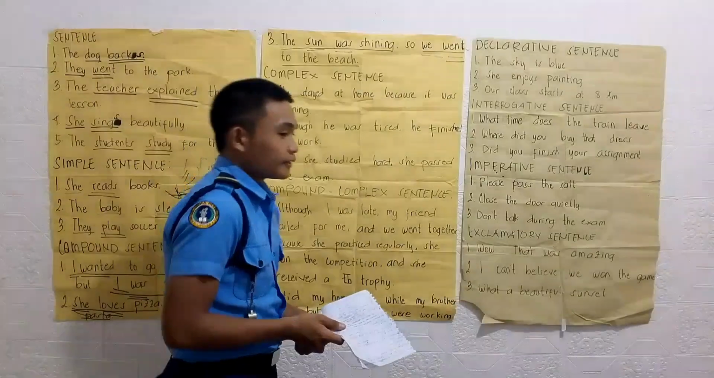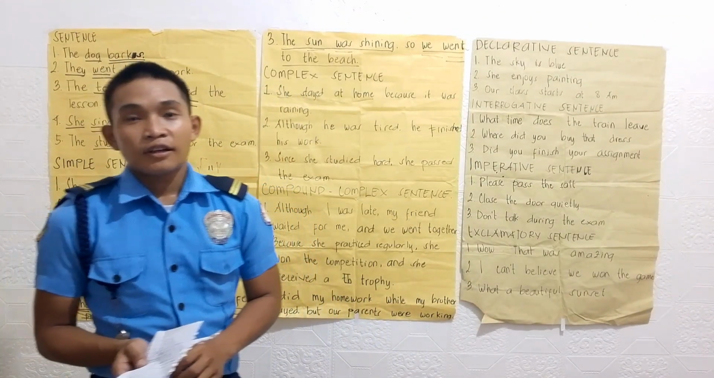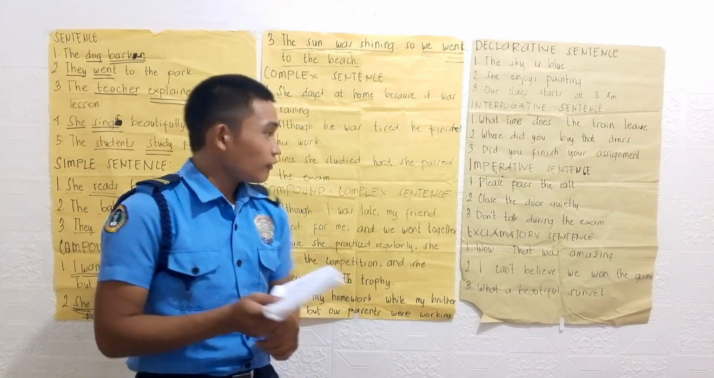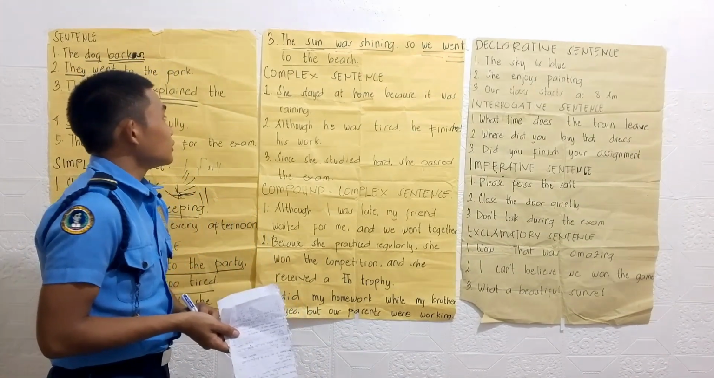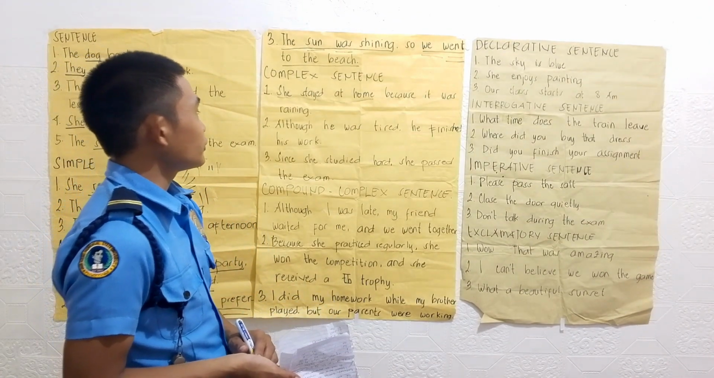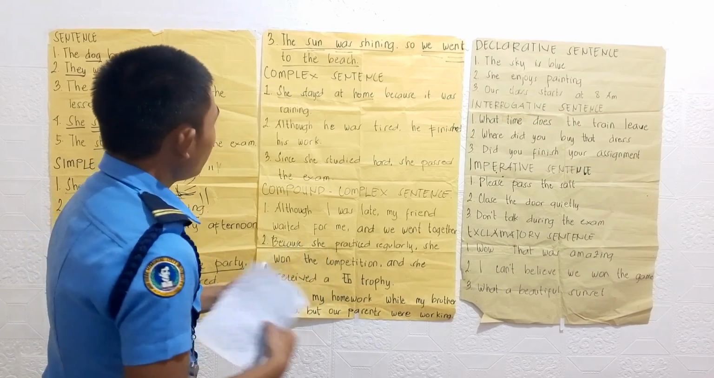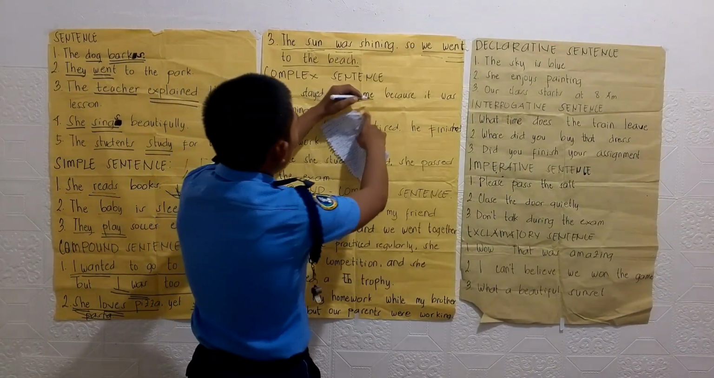Complex sentence. A complex sentence has one independent clause and one dependent clause. Number one, she stayed at home because it was raining. Our independent clause, ma'am, is she stayed at home.